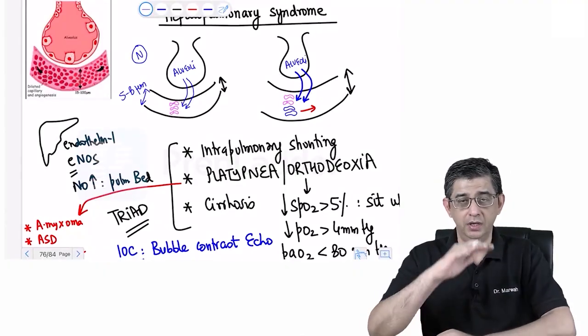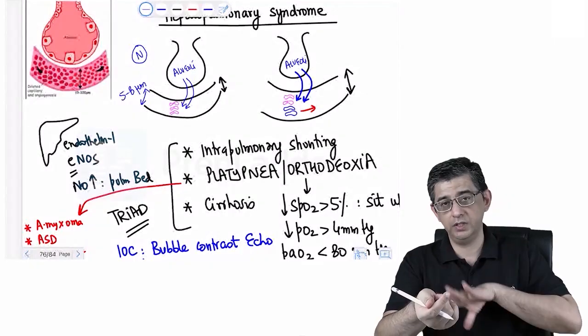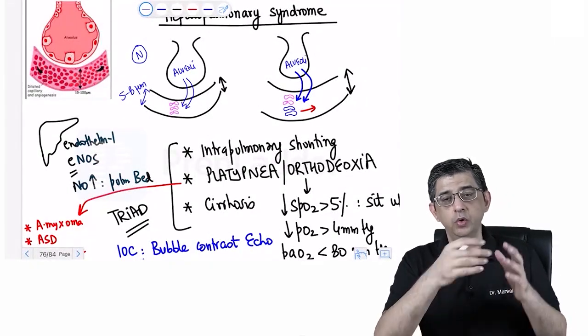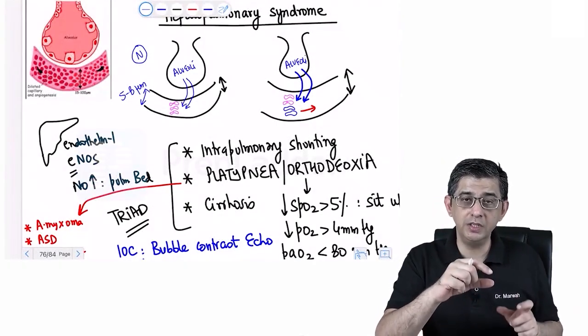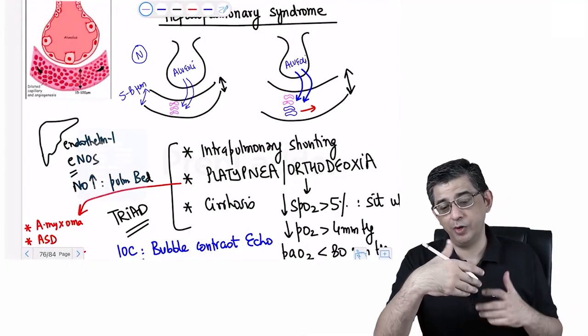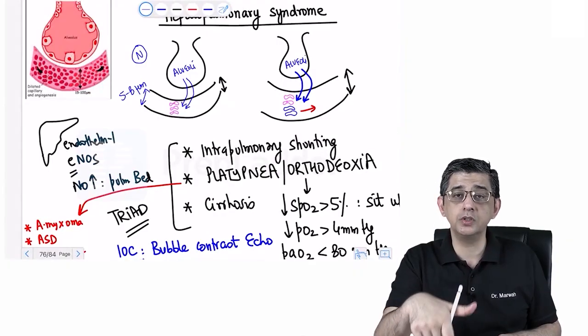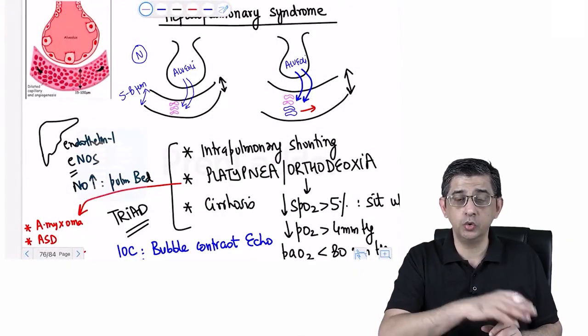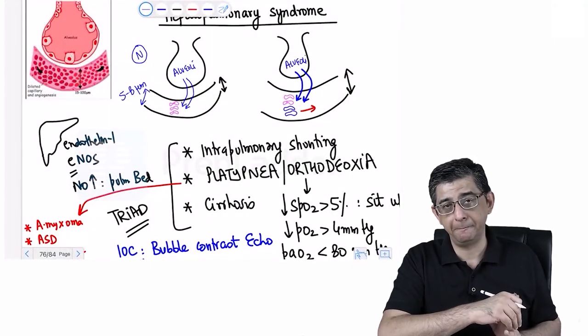I repeat the fact once again. I pushed agitated saline via a peripheral vein towards the heart. It will go into the right atrium, the right ventricle, and the pulmonary bed. But because the size of these agitated saline microbubbles is about 25 microns, they would not be able to cross these small capillaries. So there will be no bubbles coming into the left atrium.